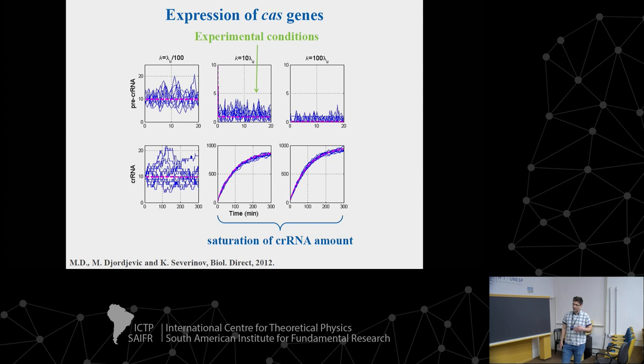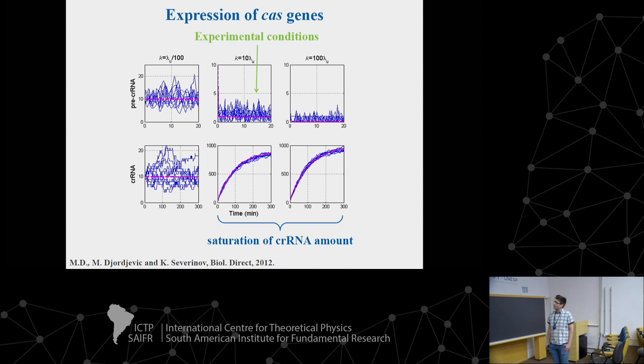But now let me say that we keep increasing this processing rate, that is, we keep adding more and more Cas proteins. What will actually happen is saturation in CRRNA amounts. As this processing rate is increased, you do not have a further increase in the amount of CRRNA. Basically, it stops increasing.